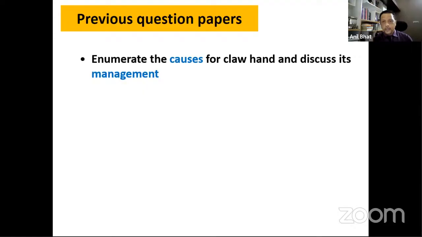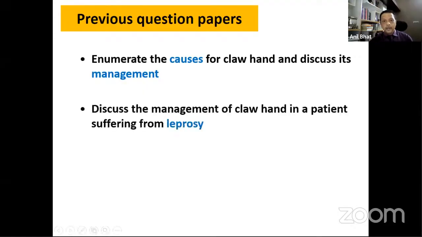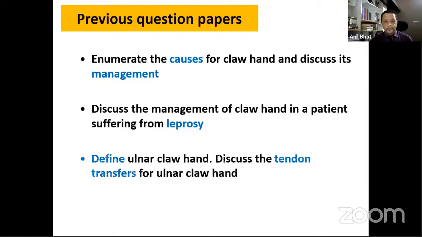Enumerate the causes. That is one thing. Management is the other one. Especially Hansen's leprosy in our country is still quite common, and if at all there's a Hansen's disease, then it's like having tuberculosis as a long case. Hansen's claw hand, again, there'll be a lot of questions, so you need to be thorough with that. Definition of ulnar claw hand, discuss the tendon transfers. This one might be a little difficult in terms of tendon transfers, but I will try to make it as simple as possible. So these are the common questions asked. There were also a couple of other short notes like Zancolli's capsulorrhaphy and other things. But these were the questions I saw in the previous, especially the DNB papers.